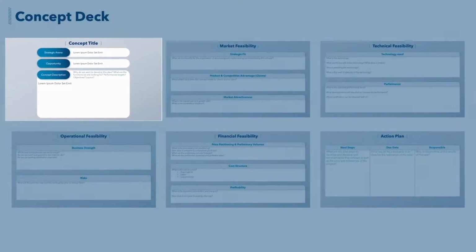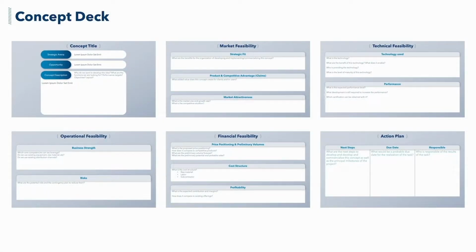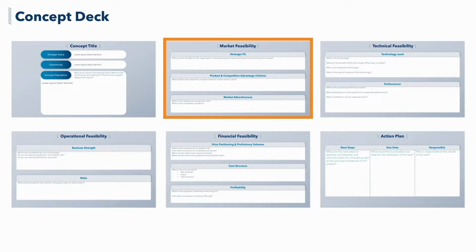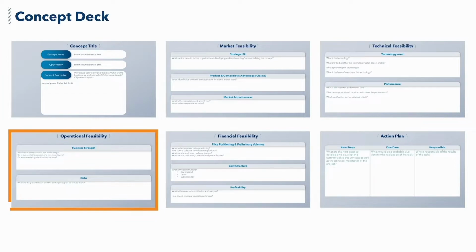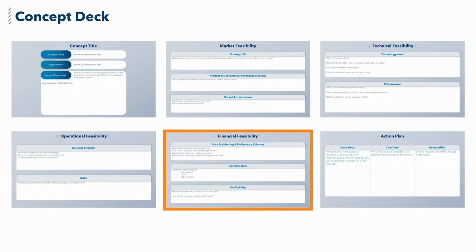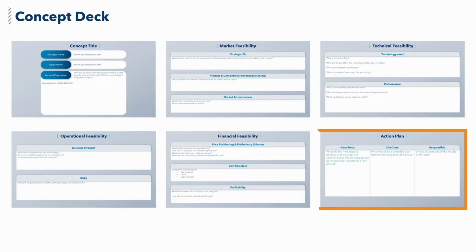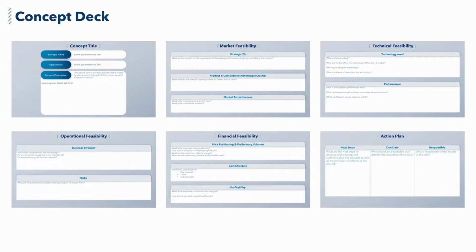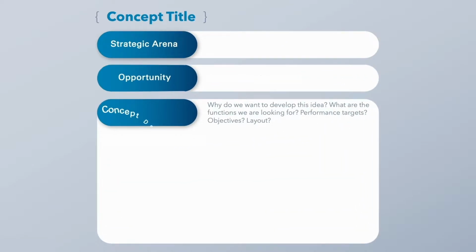Here's an example of the concept deck on a PowerPoint format. It consists of a cover page with a description of the concept. Then it is followed by 4 feasibility assessments: the market, the technical, the operational, and the financial feasibilities. Finally, there is an action plan proposed at the end. Let's have a detailed look at each section. This tool is used by a club member to define a concept. The PowerPoint format is interesting since it is already formatted to be presented.